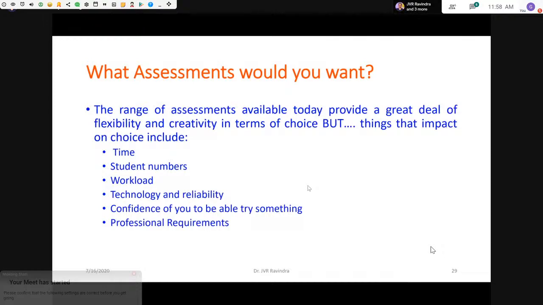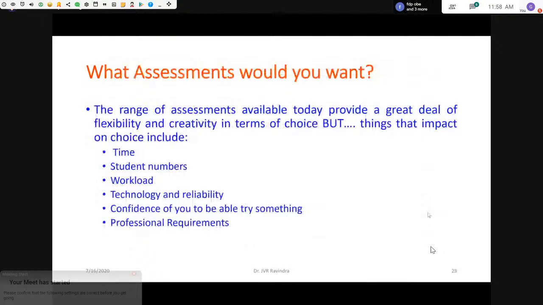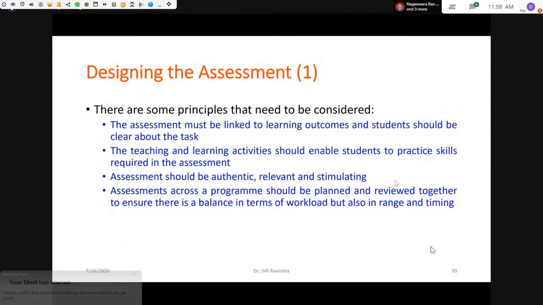Technology and reliability. You can't ask for online classes. If you do that, then what is the reliability of the technology? If you ask your students to write the exam from home, then everybody will get 10 out of 10. It does not mean that the students are good. So you have to try something special and then do it. Professional requirements also matter here. Okay, so almost all I'm done, just close to concluding remarks.